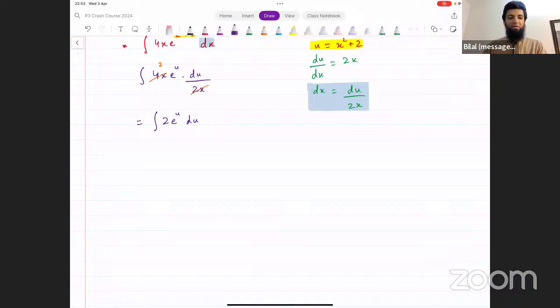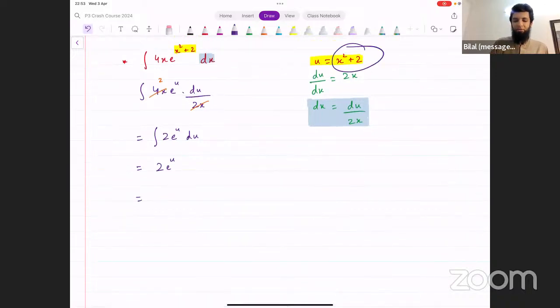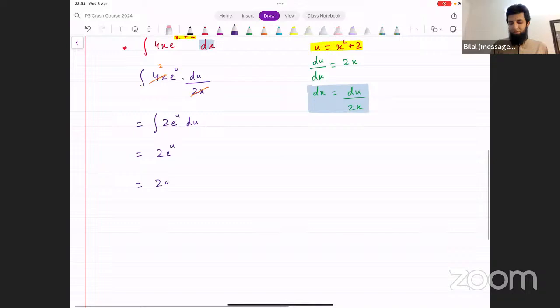Now, this is something that you can directly integrate, right? What's the integration of e raised to the power u? Now, 2 is a constant that's multiplying, that remains as it is. Integration of e power u is just e power u. And that's your result. Now, put that substitution back. u was x squared plus 2. And this becomes 2e raised to the power x squared plus 2 plus c. That is the final integral that you get from this.